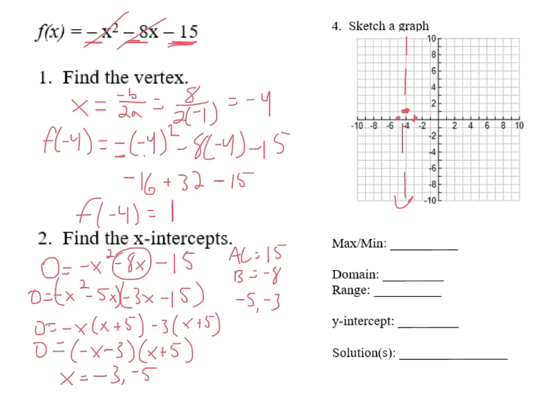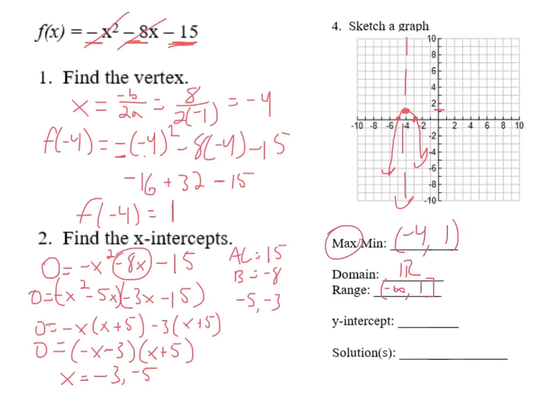They're both equidistant from the axis of symmetry, which makes sense. And now I can sketch my curve with confidence. I notice that my vertex is a maximum, right? So I have a maximum at (-4, 1). This is a parabola, so that means the domain is all real numbers. The range is going to be -infinity to the y value of my vertex, which is 1. The y-intercept, as we figured out before, was my c value, so that's (0, -15).